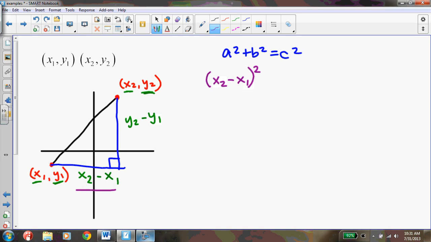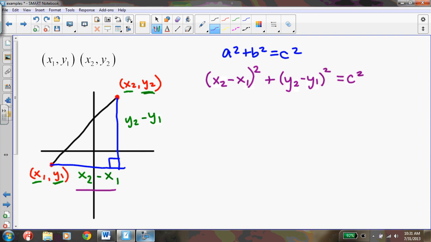I put the x2 and the minus x1 in parentheses because I have to do the subtraction before I can square that value. The same holds true with the second leg, the y2 minus y1 squared. It will also equal c squared.